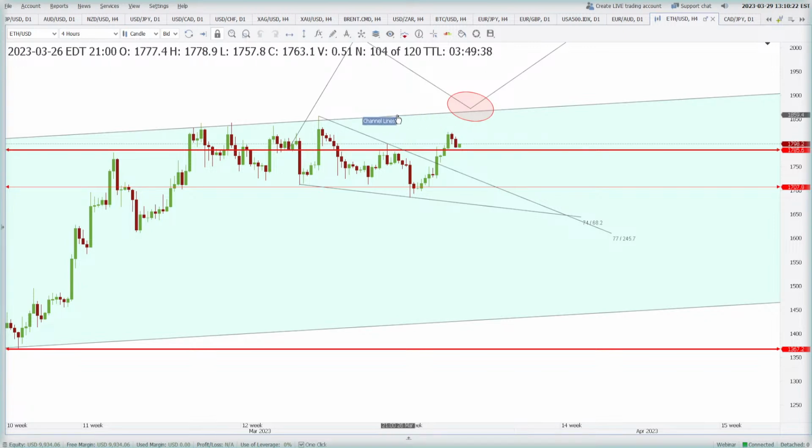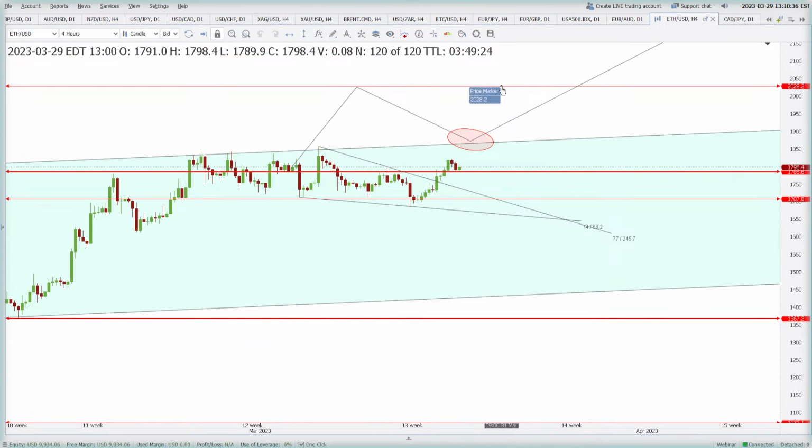If it does not, then the rise in the price will always be limited by this rising channel line. So Ethereum for once has to go beyond that. Now 1785 is the support, this channel line is the resistance. Horizontal resistance is sitting at 2028.